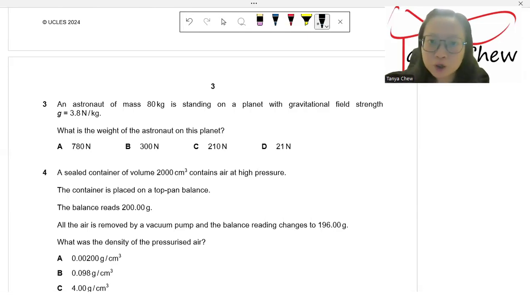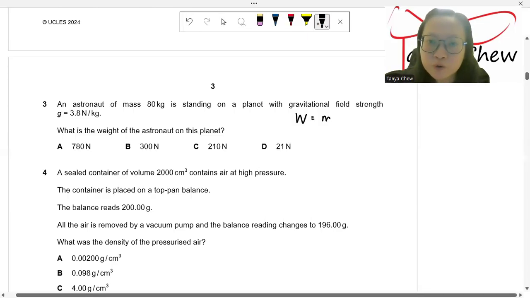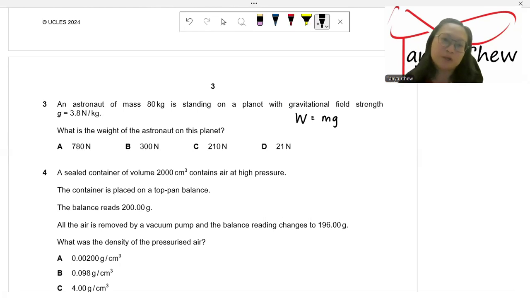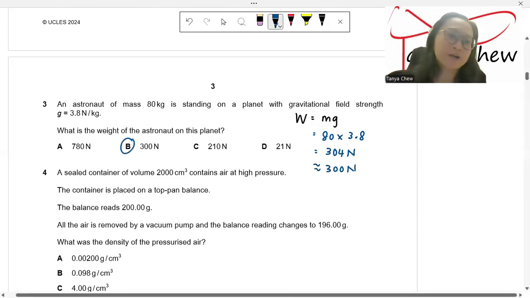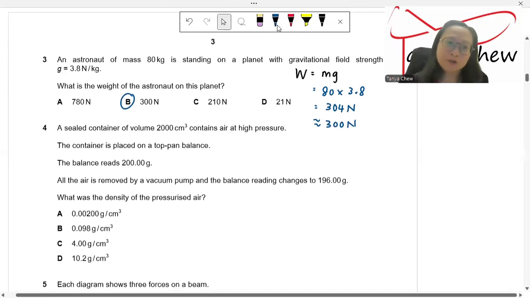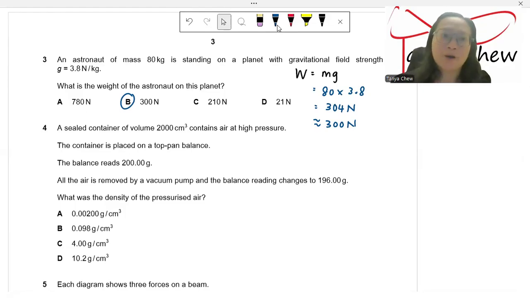If you recall the equation of weight, W is equal to mg, where W represents weight, m represents the mass, and g represents the gravitational field strength. Now, every piece of information is given. Mass is 80 and g is 3.8. So you just multiply both, and you get 304 Newton. Round it off to 300 Newton. B is the answer.